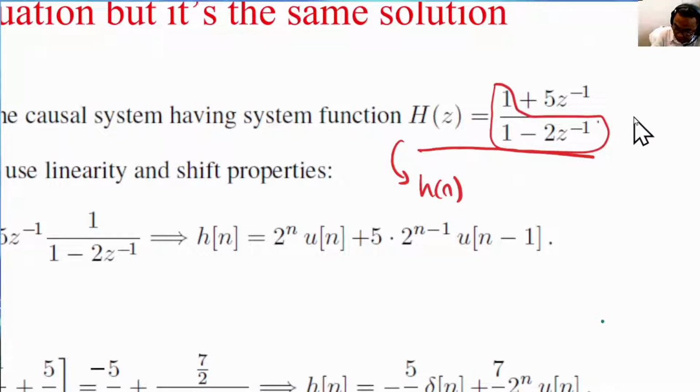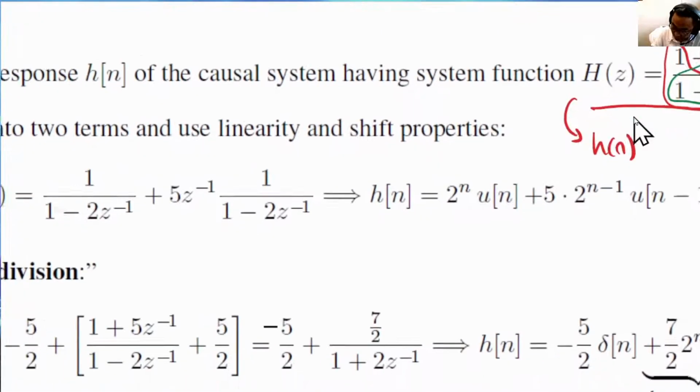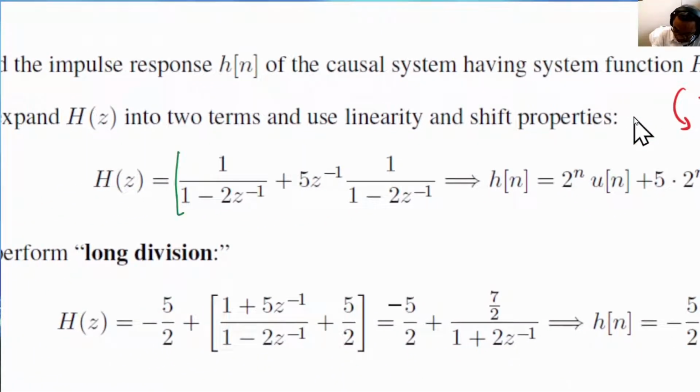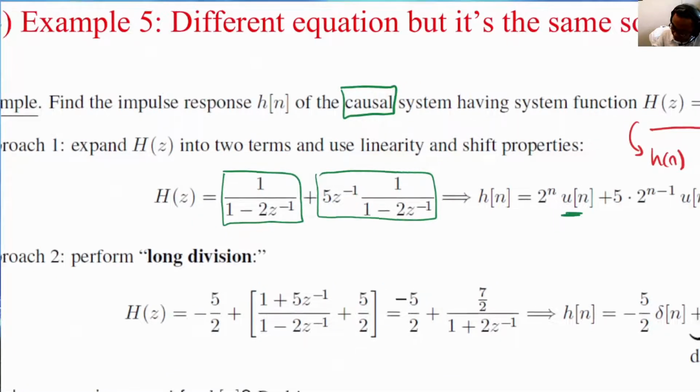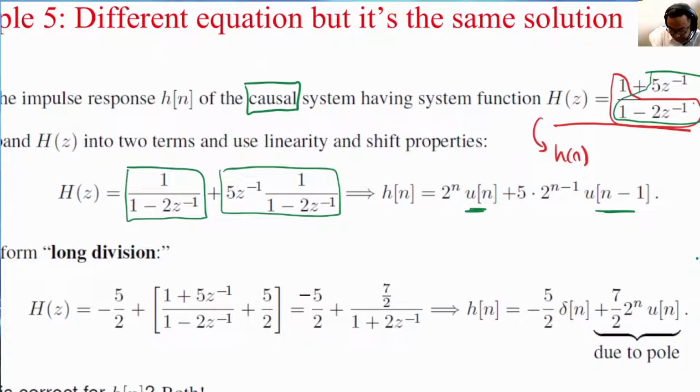2z, and then the other one is plus 5z minus 1. So we very easily can express it in this way, and therefore they become a proper rational function, and then we can use the lookup table. Now in this example, we are told that we are interested in causal sequences, therefore the answer should be all causal. So look at this, the answer is all causal.